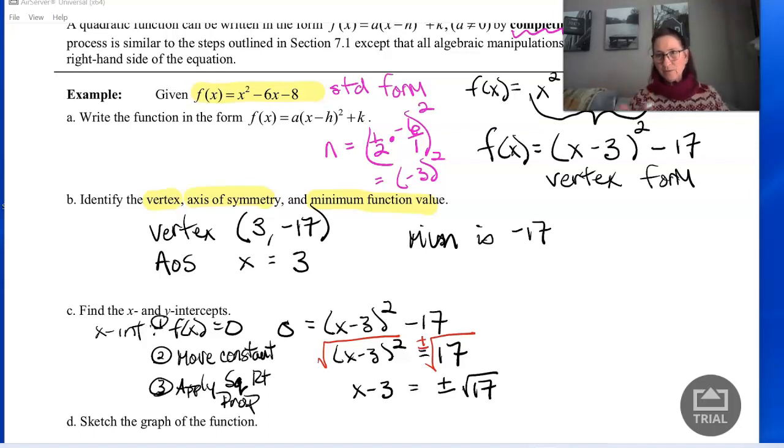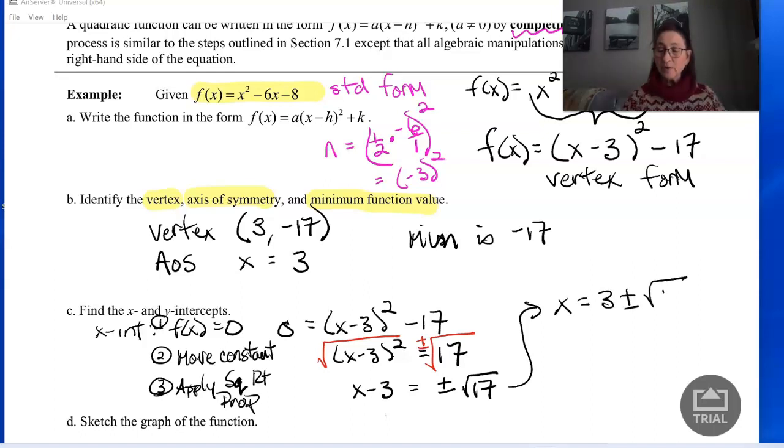So I'm going to leave that square root of 17 alone. What I am going to do is solve for x by adding 3 to both sides. So that is going to leave me with, let's go ahead and put it up here, x is equal to 3 plus or minus the square root of 17. Beautiful. That's my exact answer.